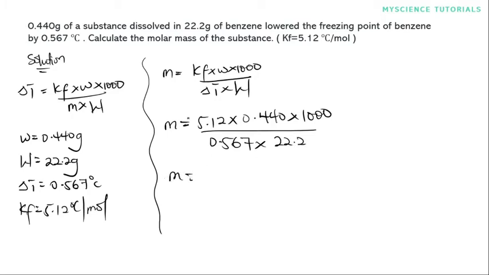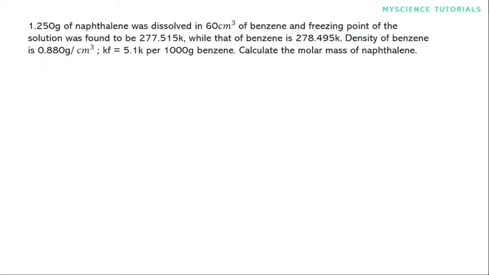So if we input everything here into the calculator, we are going to get 178.97. So it means the molar mass of the substance, given that Kf is equal to 5.12, is equal to 179 gram per mole approximately. So this is the molar mass of the substance. Now let's look at another example.